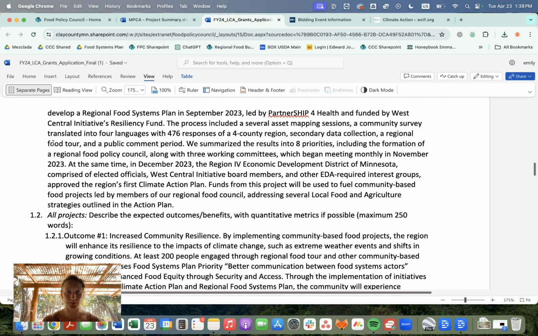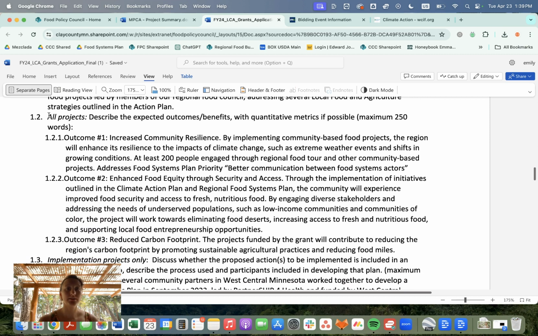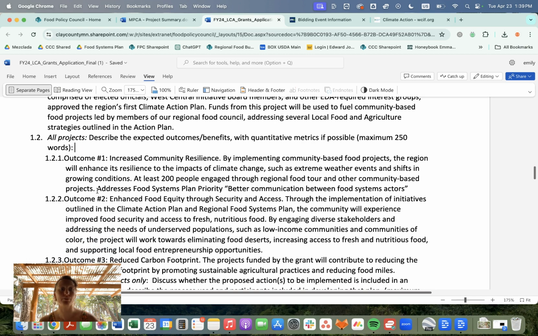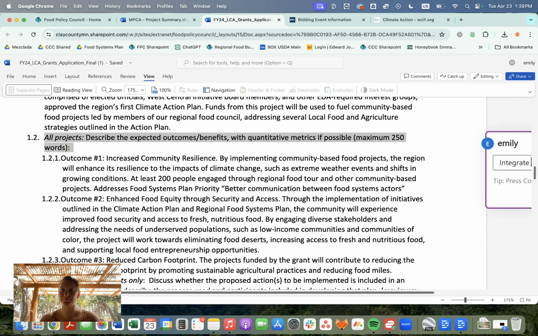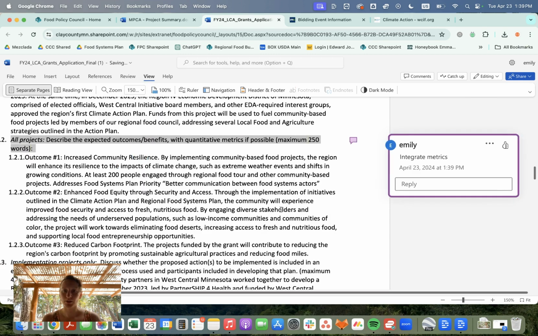So let's get back into this application draft. This last part was copy-pasted from the action plan. I didn't change any content from that. This is where things start to get interesting and where I'm excited to share with you what was coming to mind. They want you to describe the expected outcomes and benefits with quantitative metrics if possible. This is good because I didn't even pay attention to that the first time. So I'm going to highlight "with quantitative metrics" and make a note to integrate metrics. I think I need to make this slightly smaller so that I can see that.